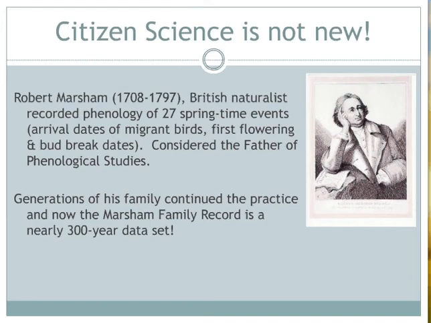And although citizen science is perhaps becoming more accessible or more advanced, it's not really a new concept. At least as far back as the 1700s, we have a nice example where Robert Marsham was recording the phenology of springtime events, including things like arrival dates of migrant birds, bud break dates, flowers, etc. His family has continued that survey and now has an almost complete 300-year data set looking at this phenological information. So you can really start to see what happens with change over time.